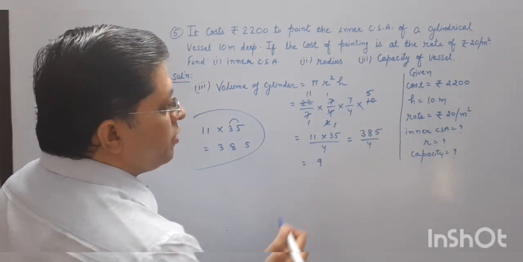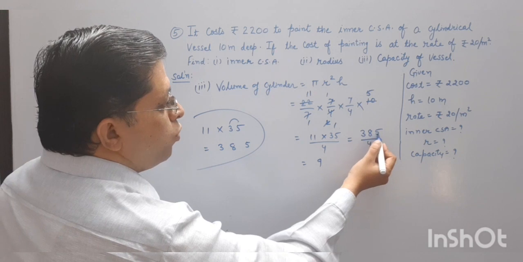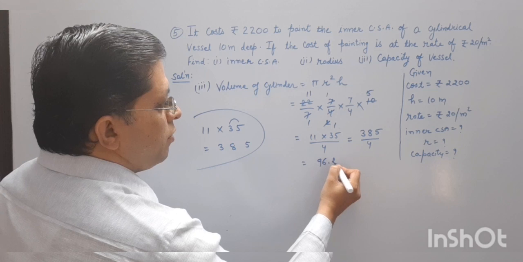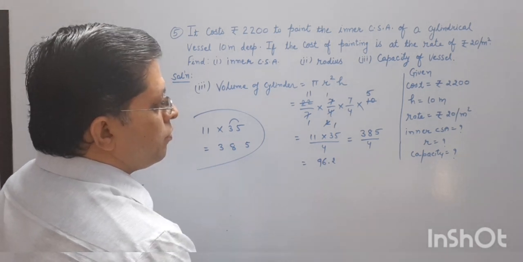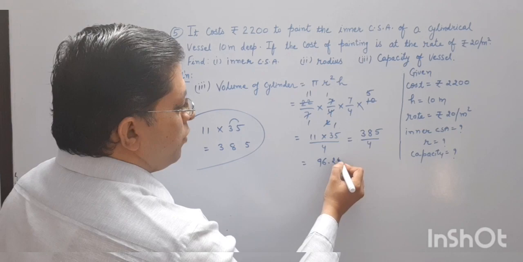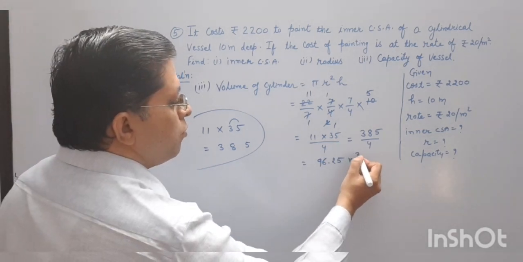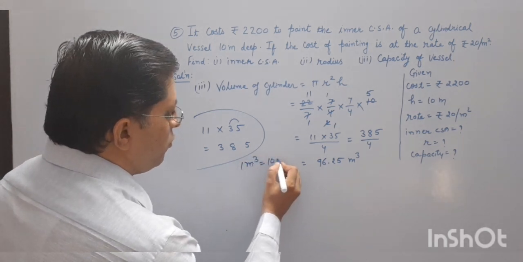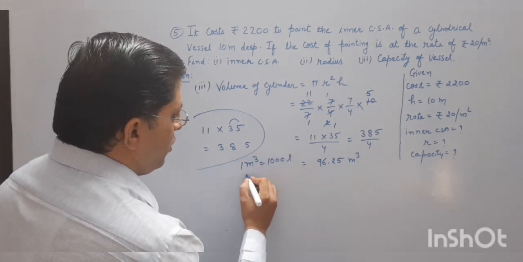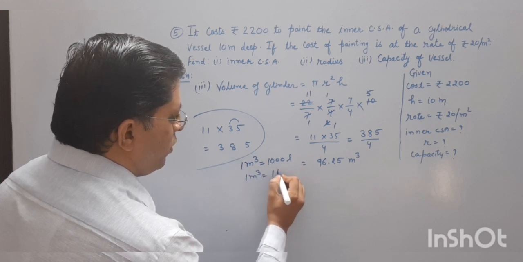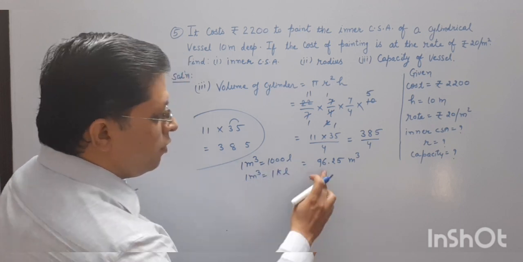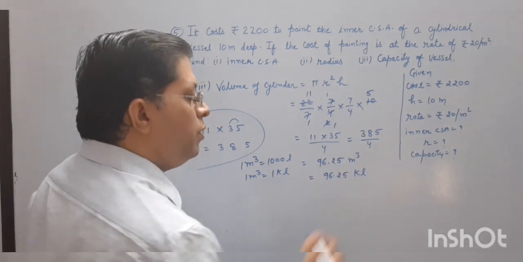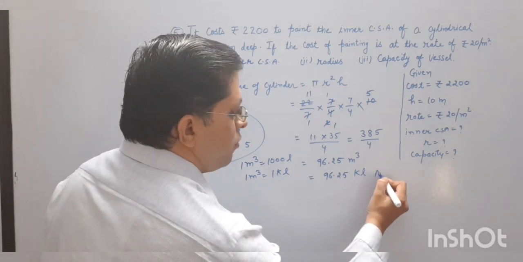Try to divide it. 4 nines are 36, 4 sixes are 24, 4 twos are 8, then 4 fives are 20. This is meter cube, and we know that 1 meter cube equals 1000 liter. It means we can say 1 meter cube equals 1 kiloliter. Then what will be here? 96.25 kiloliter, and this is your answer.